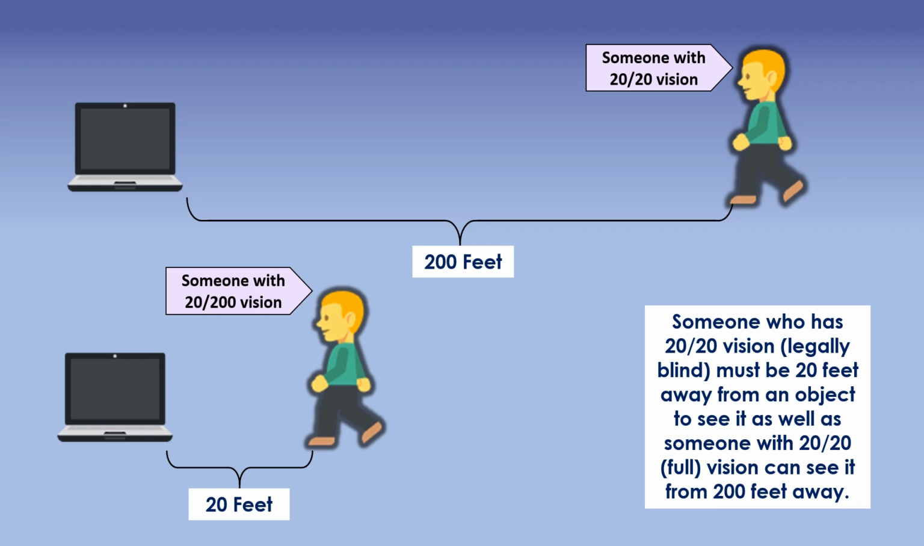That's kind of the best way that you can understand, I think, what these numbers mean. When you hear 20/200, 20/400, that's what it means. And people who have 20/400 or higher are typically considered fully blind.